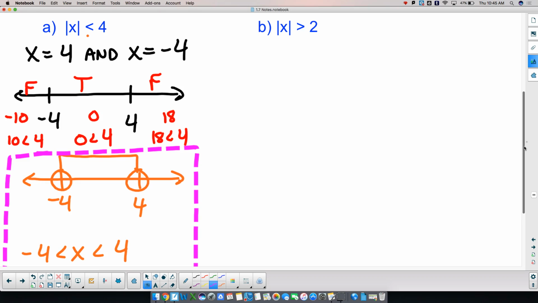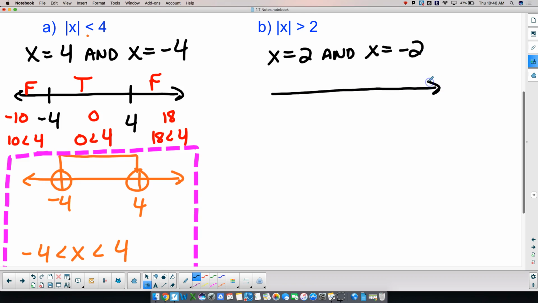Let's try the second one here. Absolute value of x is greater than 2. So this would be x equals 2 and x equals -2. So I'm going to look at two spots or two numbers, -2 and +2. Left zone, pick a number. -6. Absolute value of -6 is 6. 6 is bigger than 2. That's a true. Middle zone, pick a number.